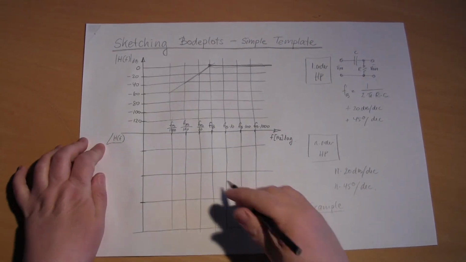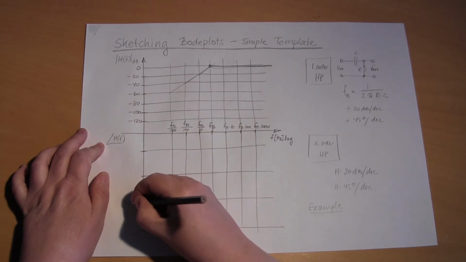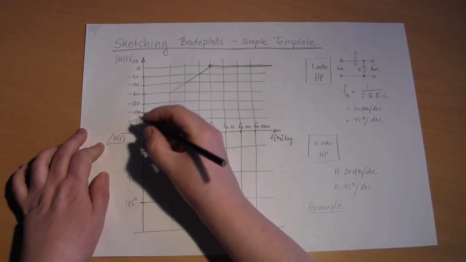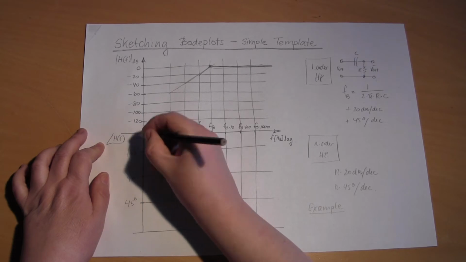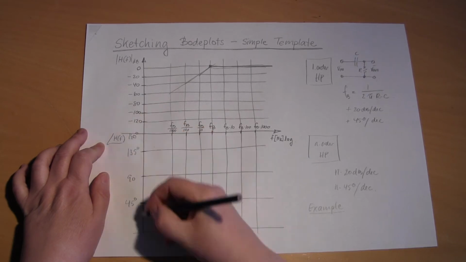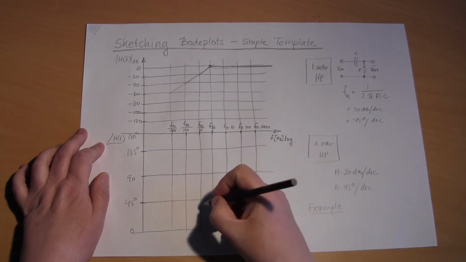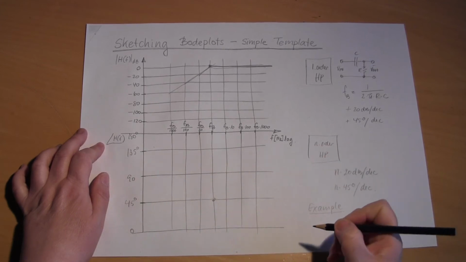The phase, well, we have to put up here 45 degrees, 90 degrees, 135 degrees and 180 degrees and 0 degrees here for the high pass filter. At the break frequency we are at 45 degrees.